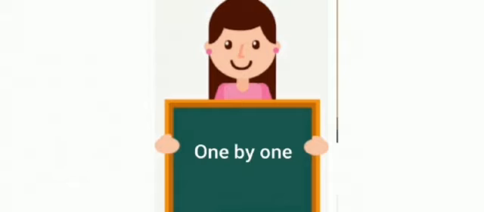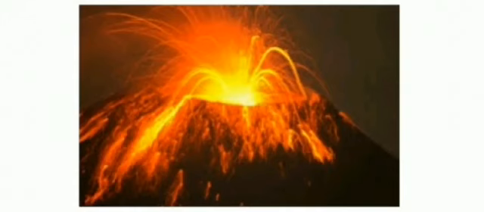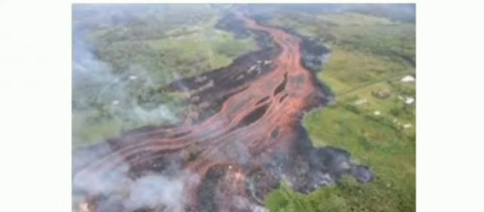Now, let us see how the changes occur on the surface of the earth one by one. First, we are going to see about volcanoes. A volcano is a vent, that is an opening in the earth's crust, through which molten material erupts suddenly. How does a volcano cause changes on the earth? In the second lesson, we have studied that due to volcanic eruption, various kinds of rocks and rocky surfaces are formed. In this way, a volcano causes changes on the earth.